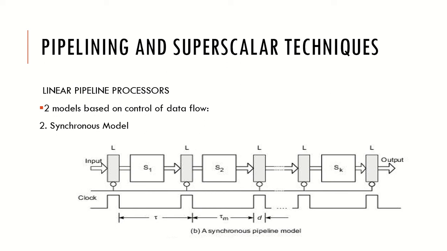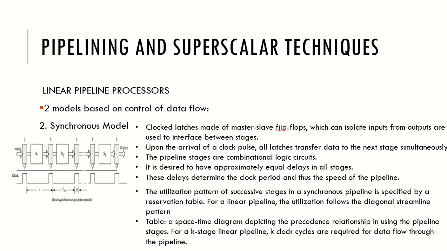It requires a global clock and successive placement of latches along all the stages of the pipeline. So this is about the synchronous model. Let's see more of them. There are clocked latches, which are made of master-slave flip-flops. I think you have already learned all this in your paper on logic system design or electronic devices and circuits. These kinds of latches can isolate the inputs from outputs and are used to interface between the stages. Before you actually see the stage, there will be a corresponding latch which helps to activate that particular stage.